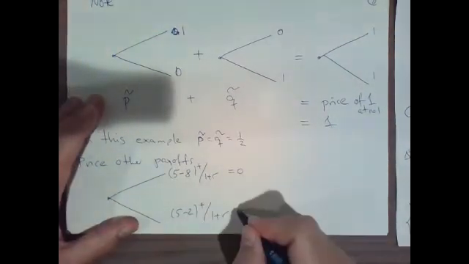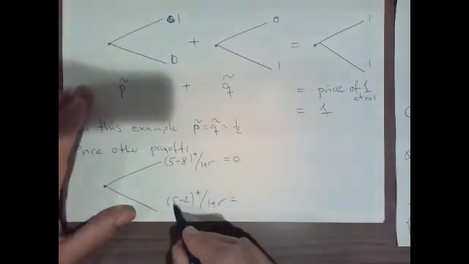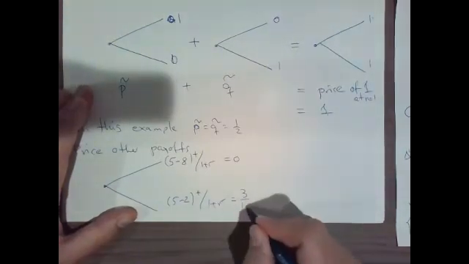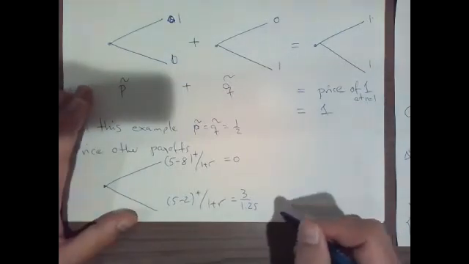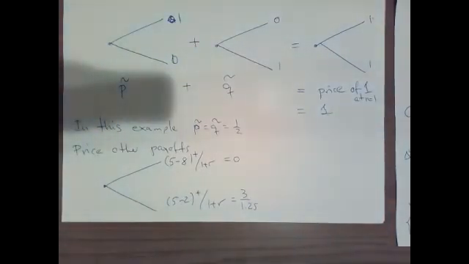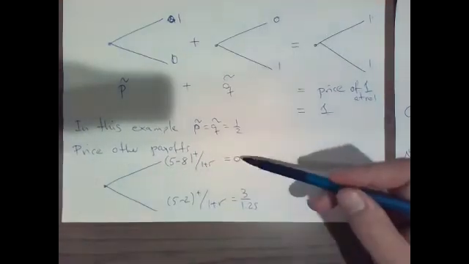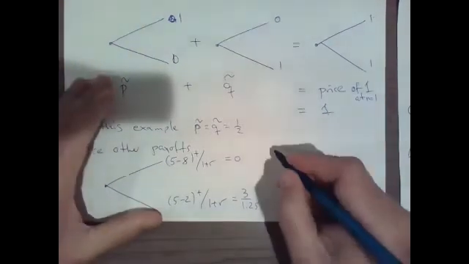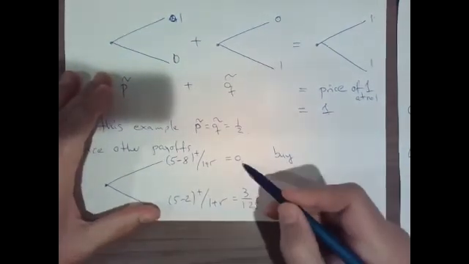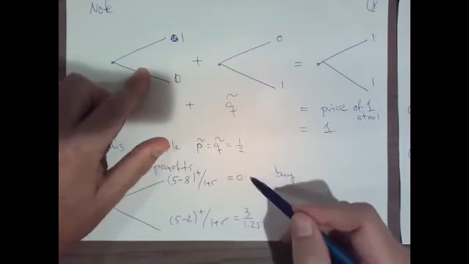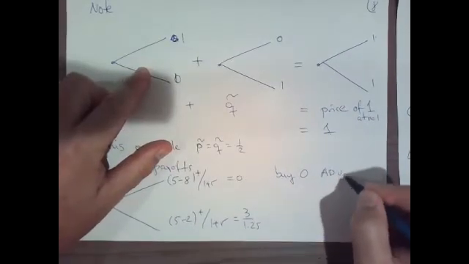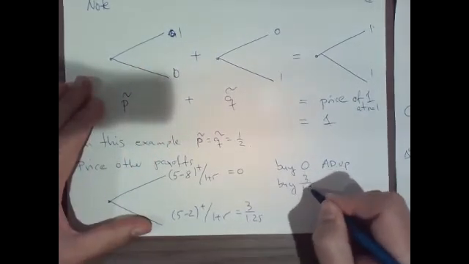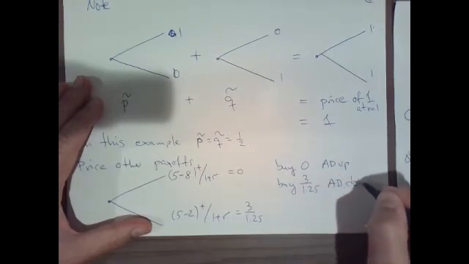Well, this one here would be 0. And this one here would be, if I've done it right, 5 minus 2, which is 3, divided by 1.25. How would we price such a payoff? Well, how many of the up securities would we buy? We would buy 0 AD up. And how many would we buy of the down ones? We would buy 3 over 1.25 of AD down.